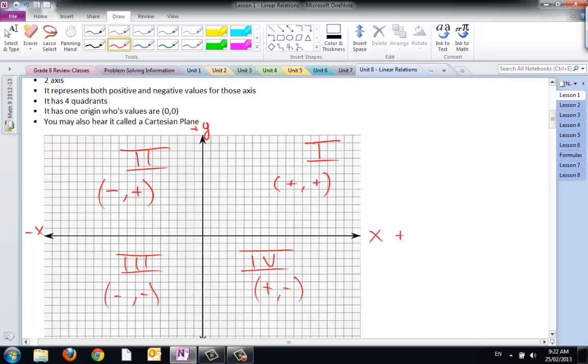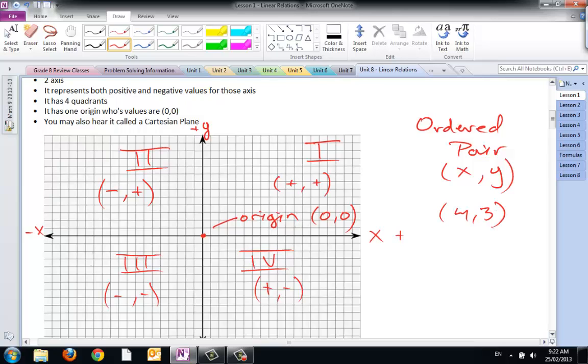At the point where the x and the y axes cross, that's called the origin, and it represents the x and y values of 0 and 0. This pair of numbers is called an ordered pair, and it is always, always, always written in the order x and y. So if I write something like 4 and 3, that is 4 for the x and 3 for the y.